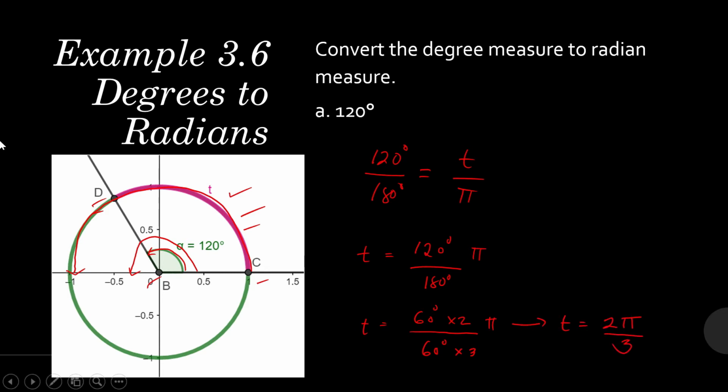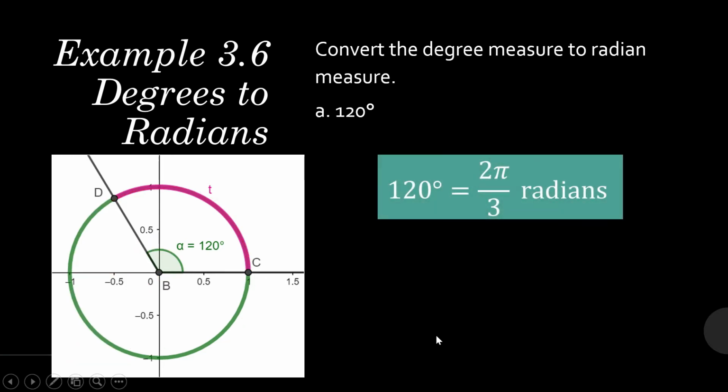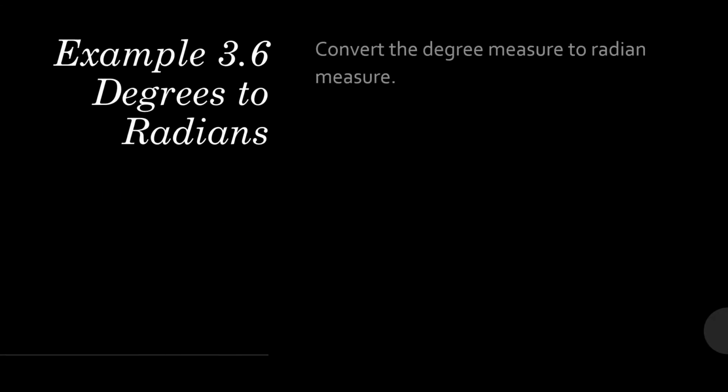So that's it. The length of our arc, t, which is the radian measure of our angle CBA, is equal to 2 pi over 3 radians. Convert the degree measure to radian measure. What if our angle has a measure of 225 degrees?